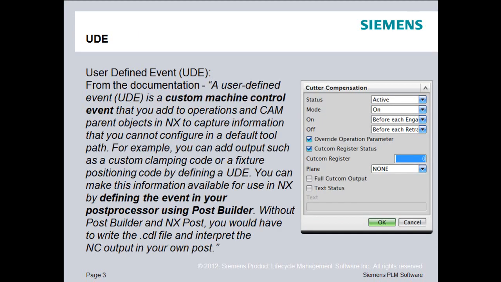First off, what is a UDE? Well, from the documentation, a UDE is a custom machine control event that you can add either to operations or CAM parent objects such as program, MCS, machine tool method. These UDEs can be used to define the event for post-processing in Post Builder. We actually have a tool inside Post Builder now that you can create your user-defined event inside of Post Builder, and we'll show you how that works.